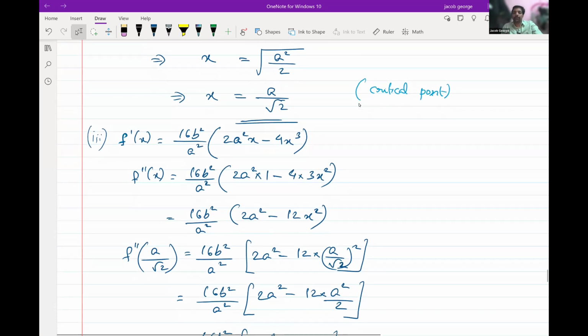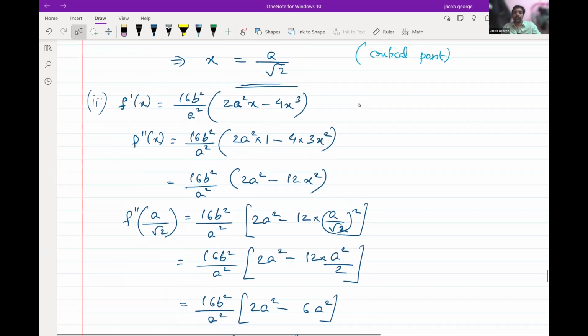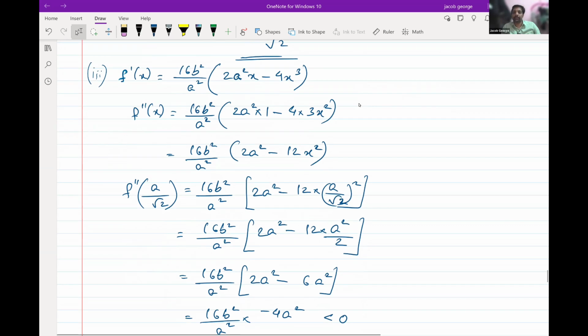So what do you get? Yakub, completed all these steps? Second derivative? Yes, sir. Yes. After finishing till there, we substitute x equal to a by root 2. That is a critical point. And we prove that the second derivative is negative for maxima. Yes, we are getting it as negative.